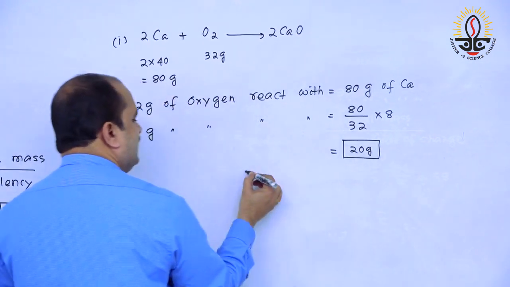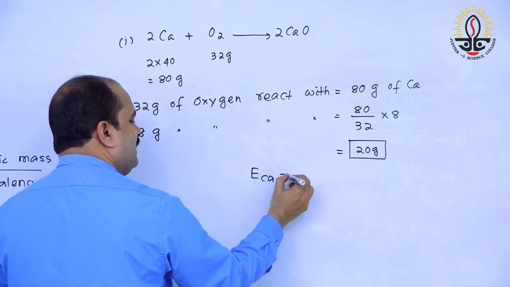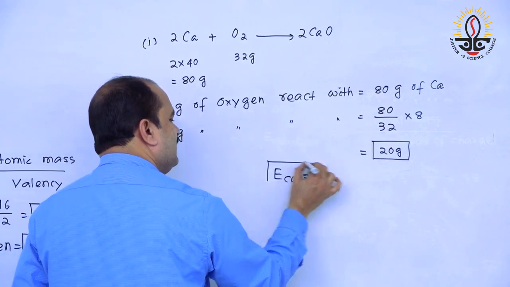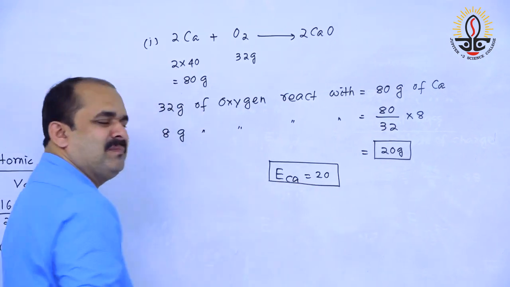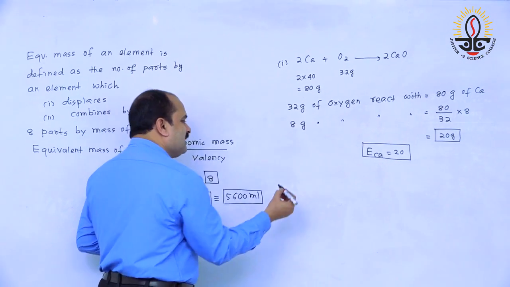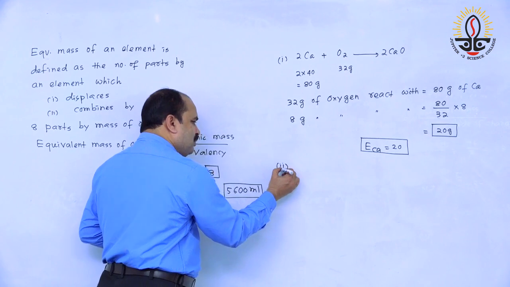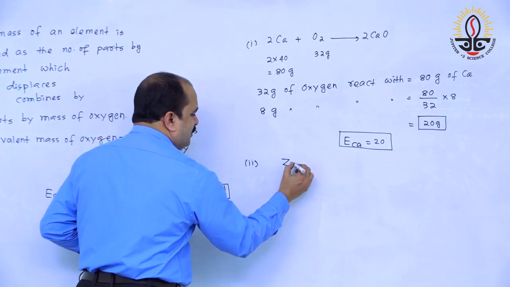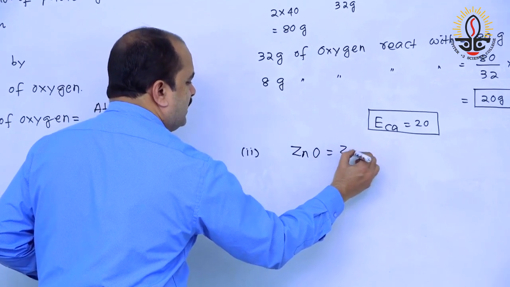20 gram means equivalent mass of calcium is equal to 20. That is also equal to atomic mass by valency, 40 by 2 is equal to 20. We can take another example. Example 2: we will take zinc oxide.